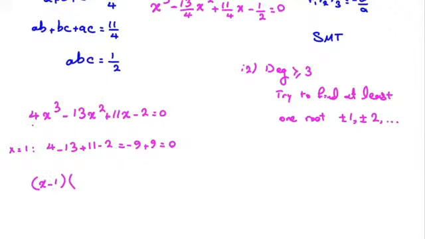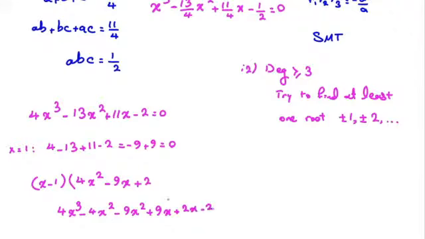Now let's create this. I want to create 4x cubed, so I place 4x squared. It will be 4x cubed minus 4x squared. So I want to reach negative 13x squared, so I place negative 9x. So I have negative 9x squared, then we will have negative 13x squared, minus 9x times minus 1 plus 9x. I want to reach 11x, so I place plus 2. So it will be plus 2x minus 2. It will be exactly this.